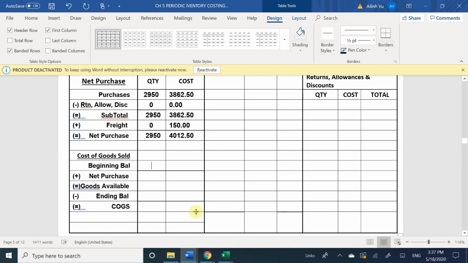Now, here's where I'm going to calculate this again. Cost of goods sold. We did not have any beginning inventory, and we just take the numbers from up here, because our net purchases will move right down here to 2,950, which gives us a total of 2,950. And this is $4,012.50, which is going to give us $4,012.50.